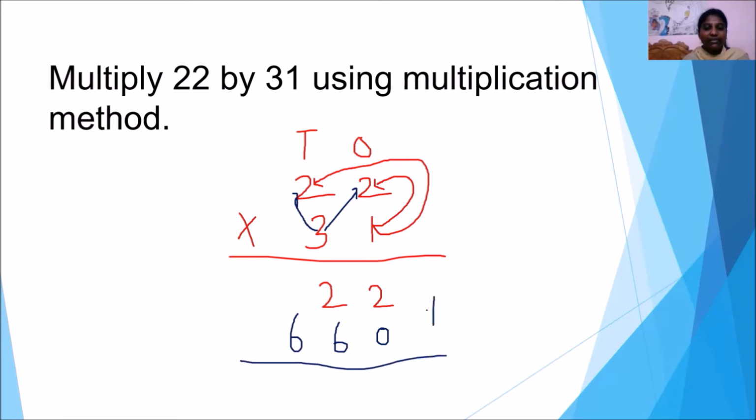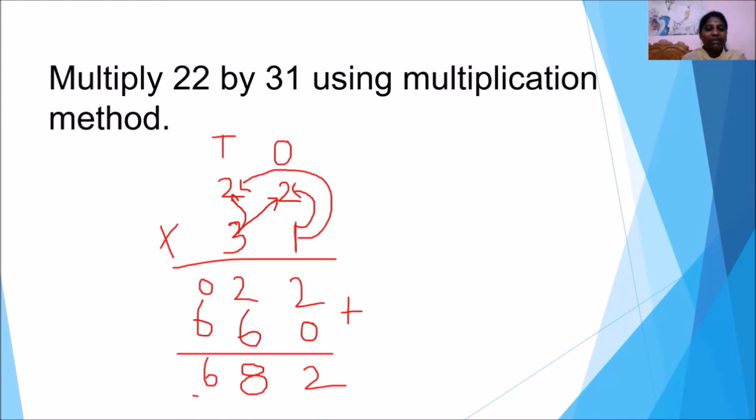Start adding these two numbers. 2 plus 0 is 2. 2 plus 6 is 8. In the 100 place, we don't have any number. It should be considered as a 0. So 0 plus 6 is 6. When the number 22 is multiplied by 31, the product is 682.